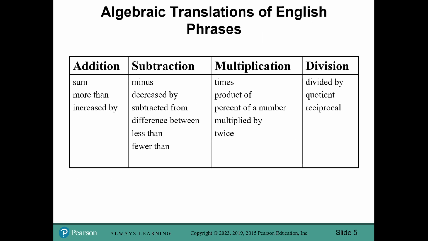Algebraic translations of English phrases. Typically for addition, we'll use words like sum, more than, increased by. For subtraction, we'll use minus, decreased by, subtracted from, difference between, less than, fewer than. Now, these aren't the only phrases that we could possibly use. These are just some common ones. For multiplication, sometimes we'll use times, product of, percent of a number, multiplied by, twice. For division, we'll use divided by, quotient, perhaps even reciprocal.